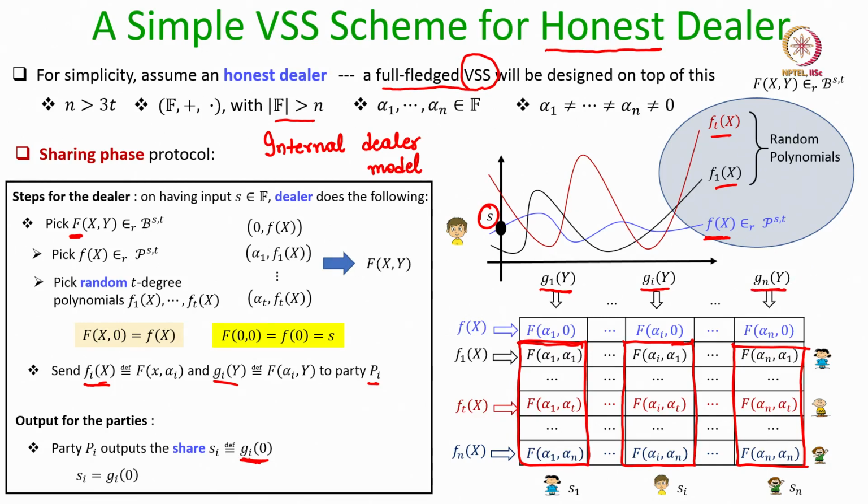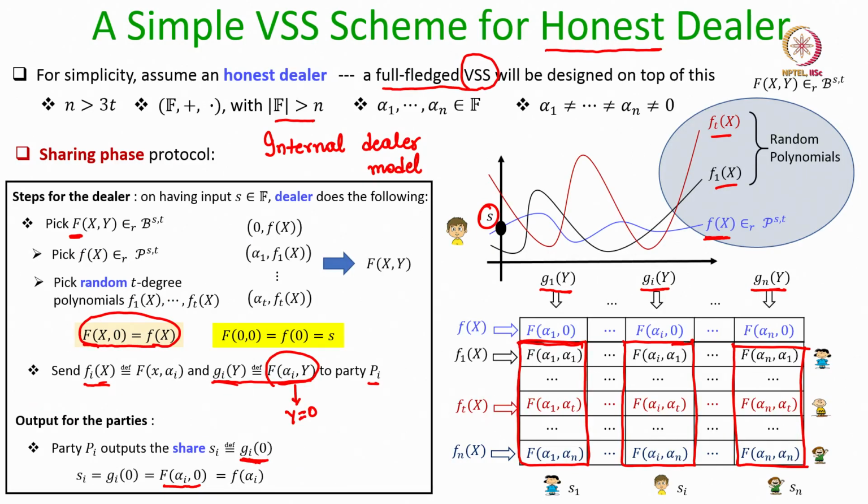Now, let us see what exactly this share Si, as computed by the ith party, is. Si is the value of the ith column polynomial at y equal to 0. Now, what is the ith column polynomial? It is nothing but this particular polynomial in y. So, this polynomial evaluated at y equal to 0 is nothing but the value f(alpha i, 0), and f(alpha i, 0) is nothing but f(alpha i), because that is the way the dealer has picked his polynomials f(x, y) and f(x).